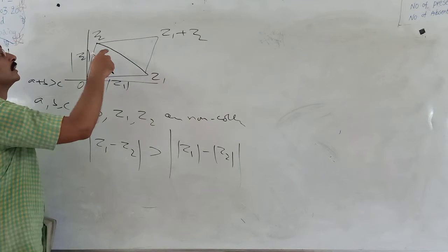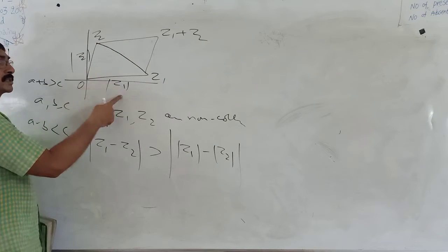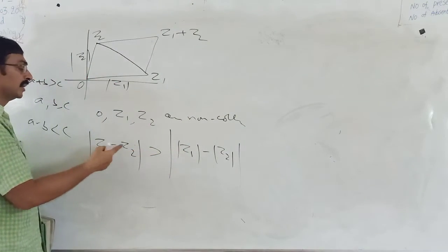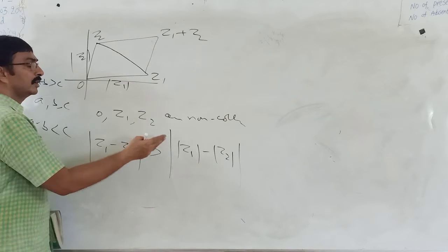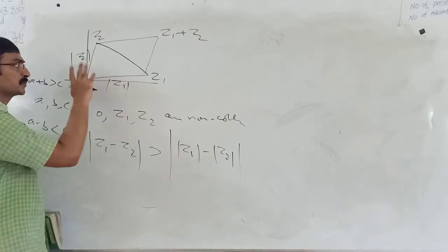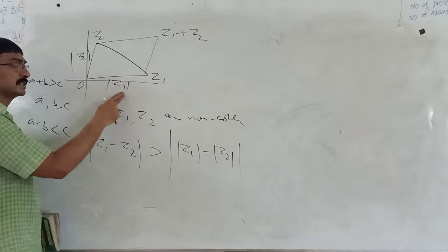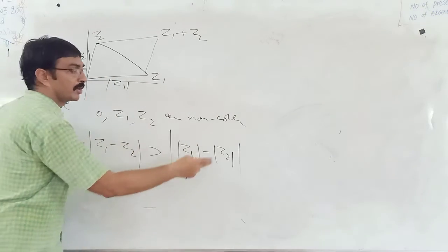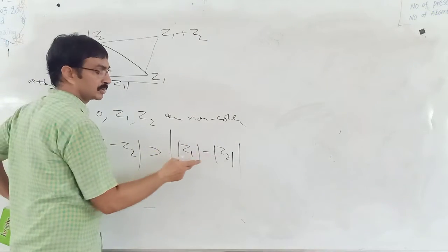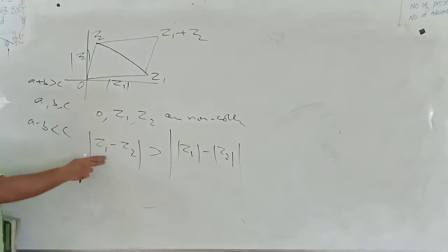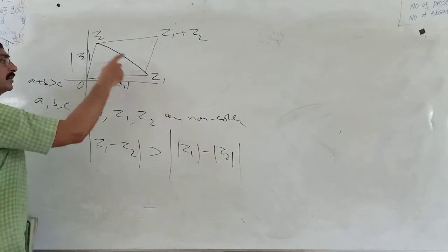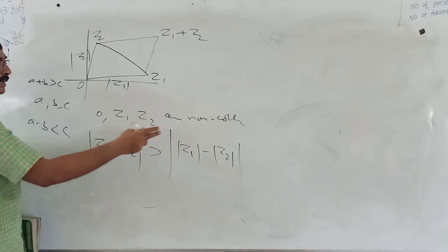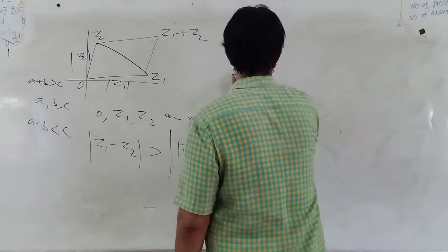So for the three sides Z1, Z2, the difference of these two sides, modulus of Z1 minus modulus of Z2, is clearly less than modulus of Z1 minus Z2. Here we don't know which of mod Z1 and mod Z2 is bigger. This is a rough diagram, so this may be greater than that one or that may be greater than this one. That's why I am taking the modulus here. So the difference of any two sides is strictly less than the third side for any triangle. So if origin, Z1, Z2 are non-collinear, then modulus of Z1 minus Z2 is clearly greater than that one. Suppose they are collinear and lie on the same side of the origin.